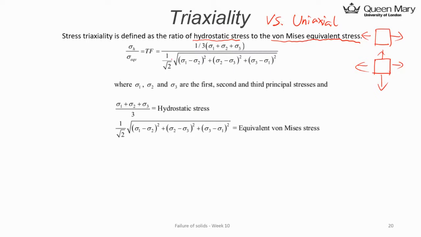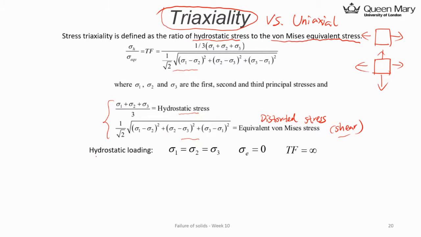So the equation for the definition of triaxiality is the hydrostatic stress, the mean stress of the principal stresses, divided by the von Mises equivalent stress, which is this term, for you to determine the yield. You are familiar with these two terms, right? Hydrostatic stress is just the mean stress. And this one is the yield criterion, the equivalent von Mises stress, which cancels out the hydrostatic contribution. In other words, it is the distortion stress, basically the shear part.